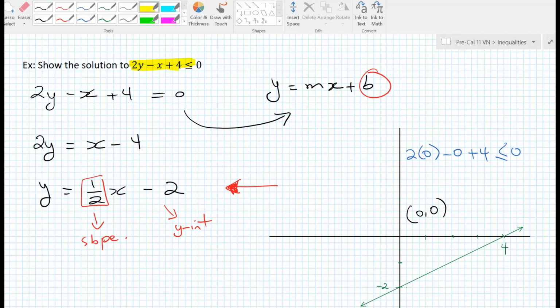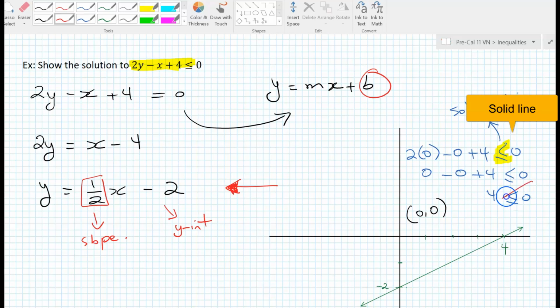That means it is a solid line. So make a note: the line has to be a solid line, not a dotted line, solid line. And now you test, do the math. Is 0 minus 0 plus 4 less than or equal to 0? Is 4 less than or equal to 0?